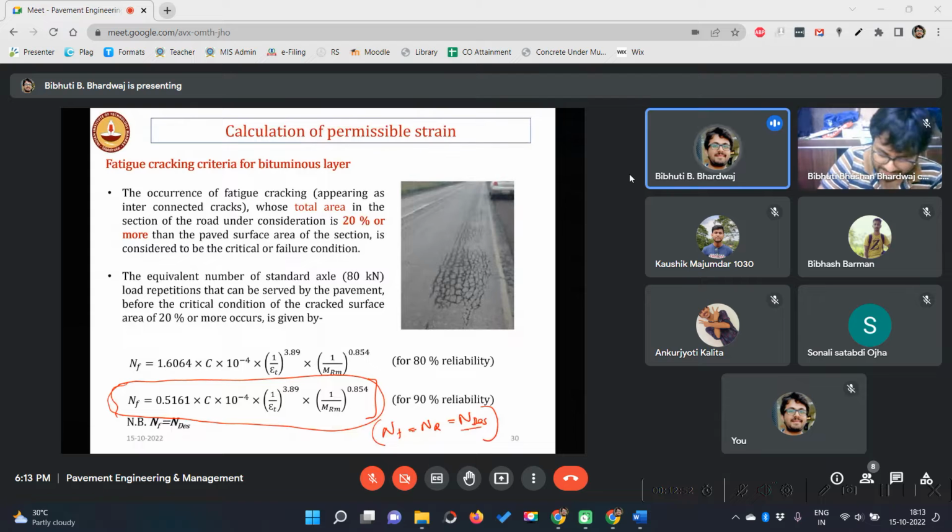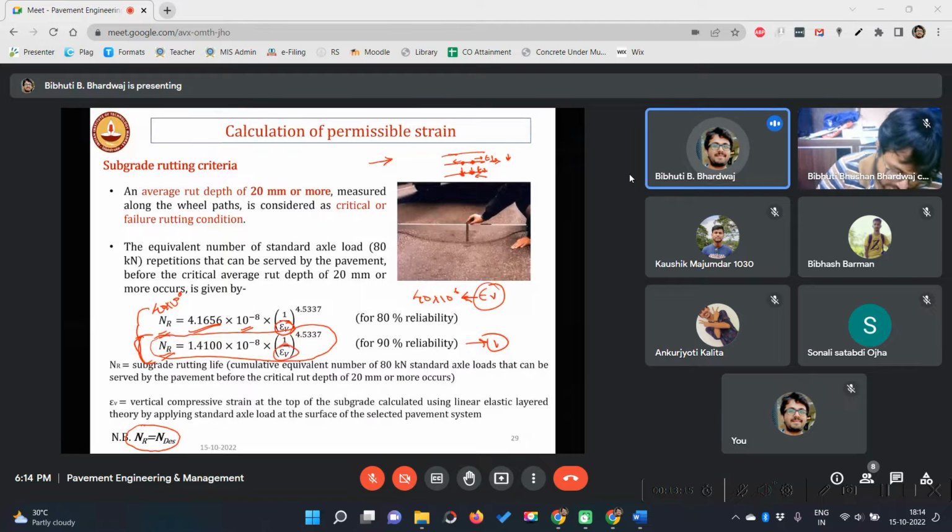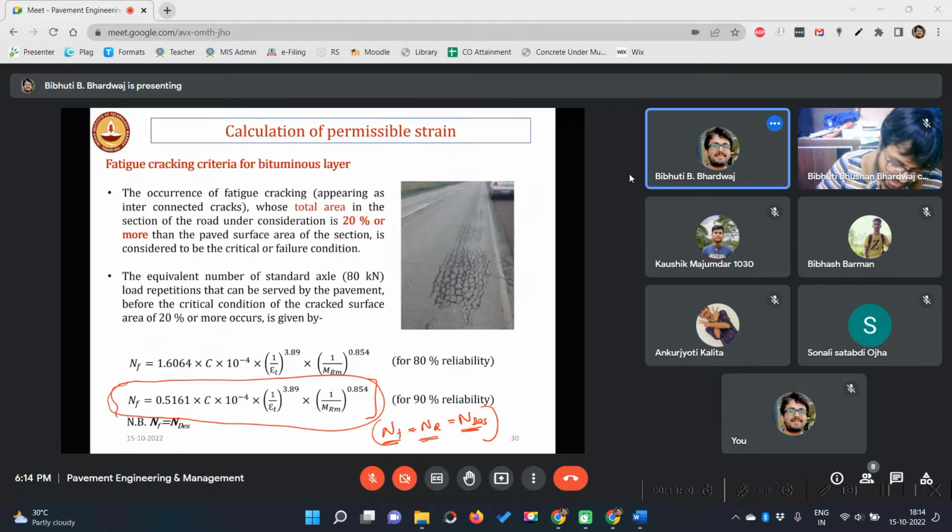So basically, this N design is the fatigue life and rutting life. The life of a pavement is generally expressed in terms of the number of standard axles it can carry without failing. Now if you see the previous equation, directly this epsilon value you can find out if you know this N design. But here, in terms of this fatigue equation, we also need to know the modulus of resilience of your bituminous mix. So how to find out these things?